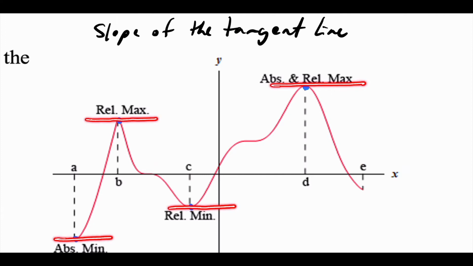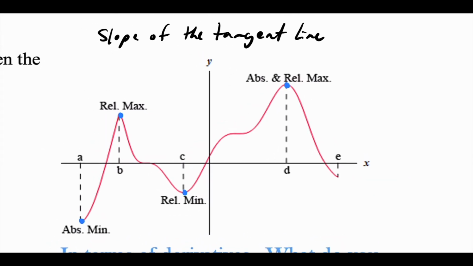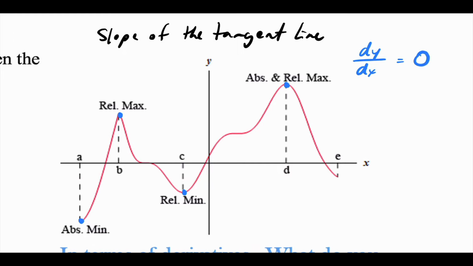The tangent line would look like that, and like that. The tangent line would be horizontal everywhere, right? So if a tangent line is horizontal, the slope's always going to be zero. So at all of these points, they have a slope of zero, or sorry, a derivative of zero. dy over dx equals zero at all of those points.